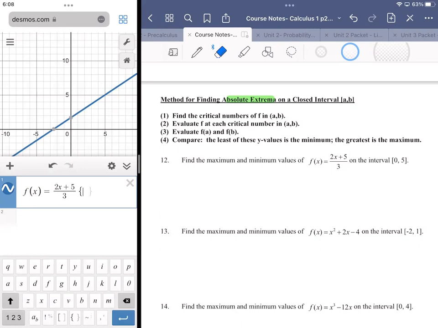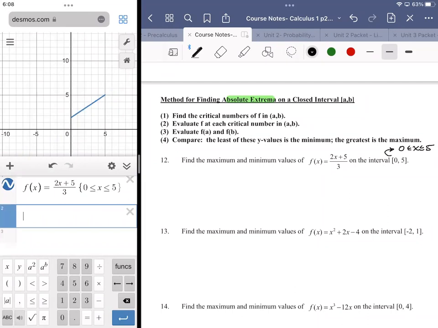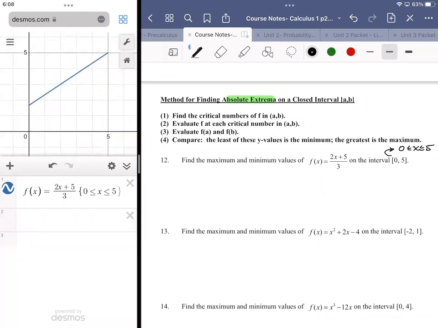Remember, this is interval notation, but this corresponds to 0 is less than or equal to x, which is less than or equal to 5. All right. So 0 less than or equal to x, less than or equal to 5. So we're only concerned with this piece. Now, if you didn't want to do it that way, you could have also just graphed the whole function and ignored anything that's beyond 0 and 5. That would have been okay too.